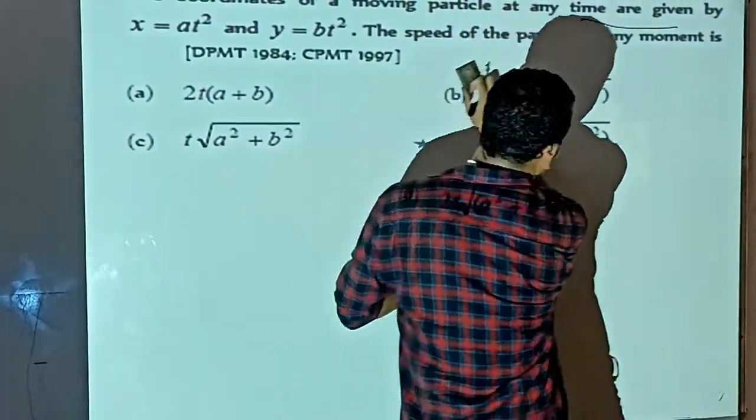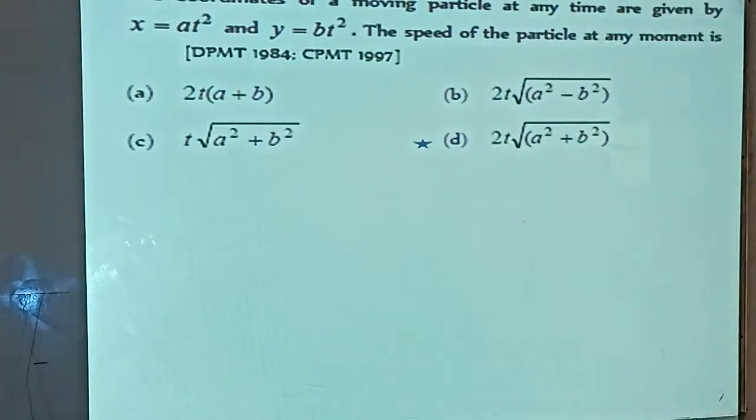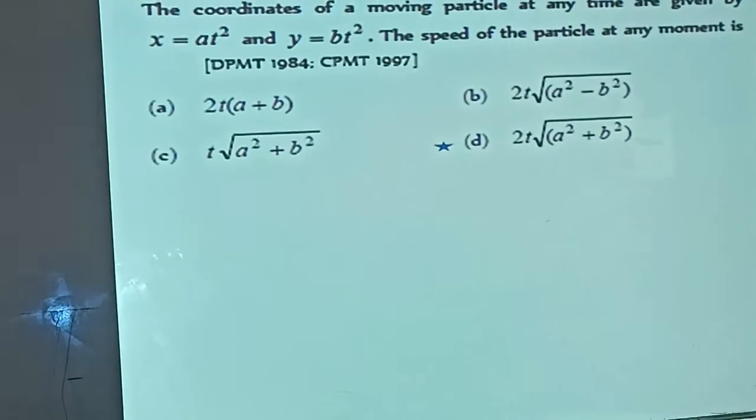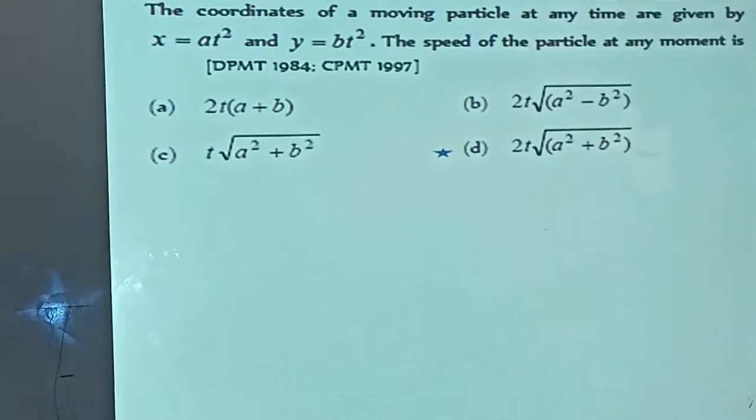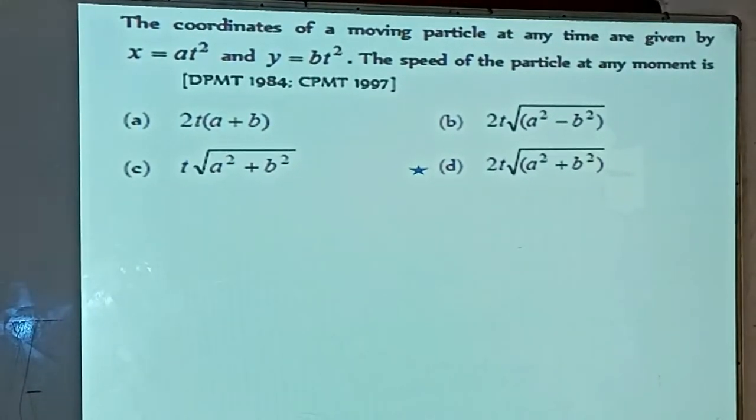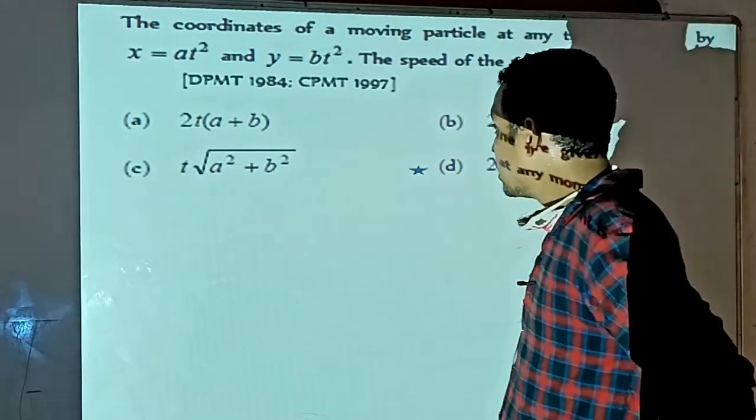Okay, the next question, question 18. The coordinates of a moving particle at any time are given by x equals at square and y equals bt square. The speed of the particle at any moment is?